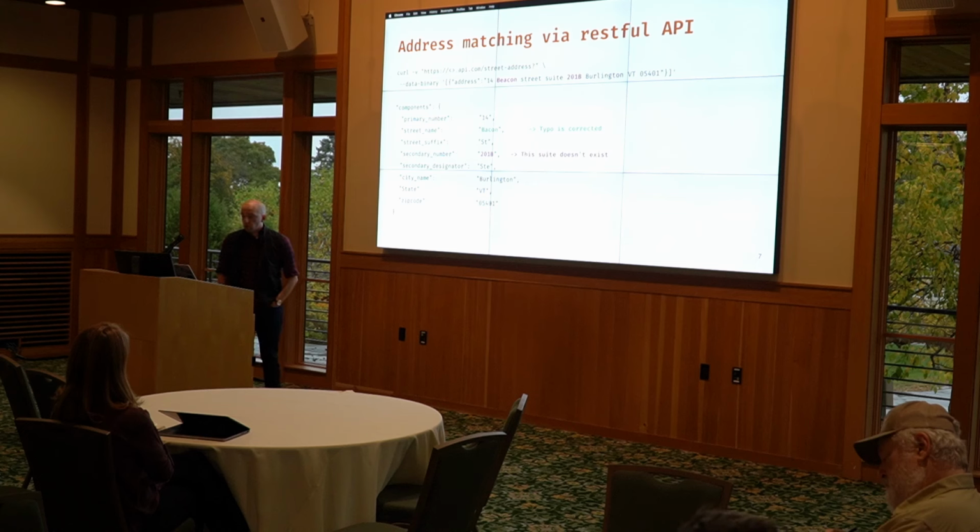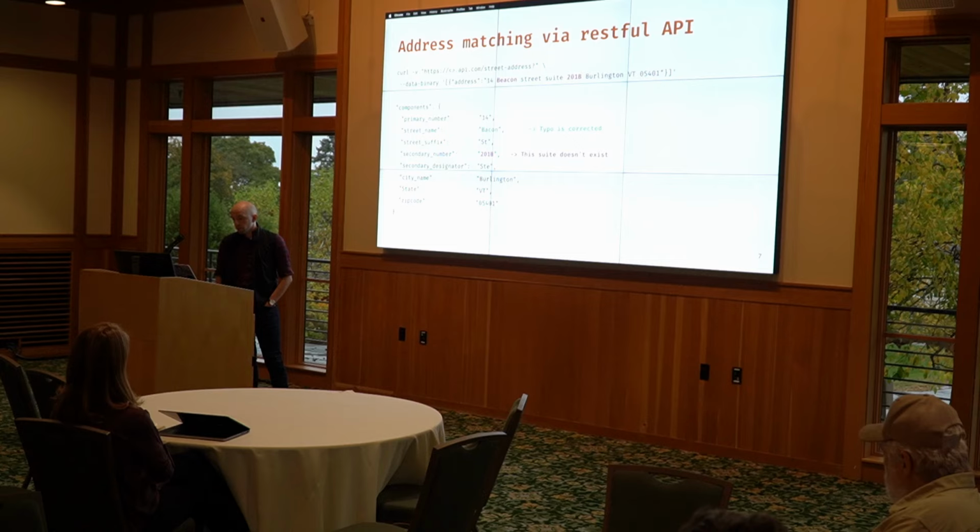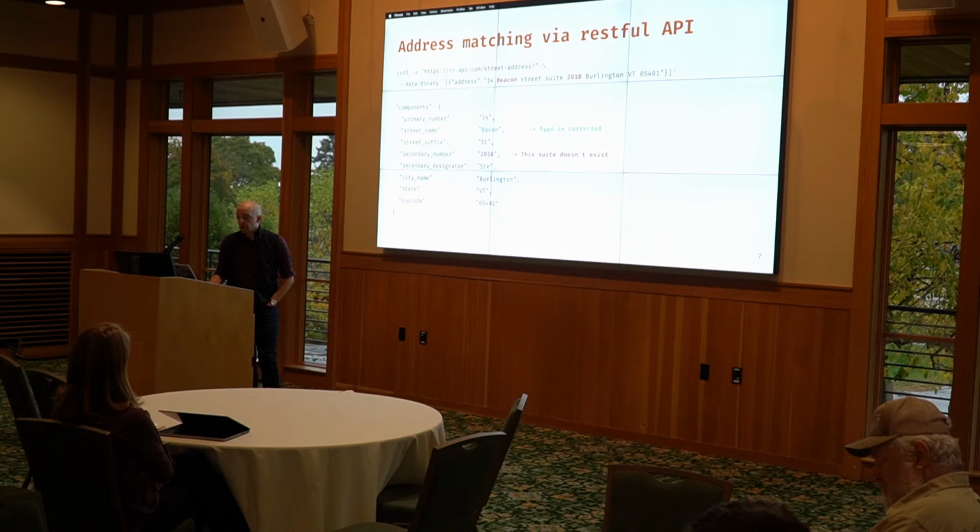However, it didn't perform a full validation because this unit does not exist in that building. There is a suite 201, but there is no suite 201B. So even though the system is already correcting some of the typos, doing some of the validation and parsing that we're hoping to implement, it's not perfect. However, it is really fast to implement because you just embed an API call in your system, so you can be up and running within a couple of minutes.